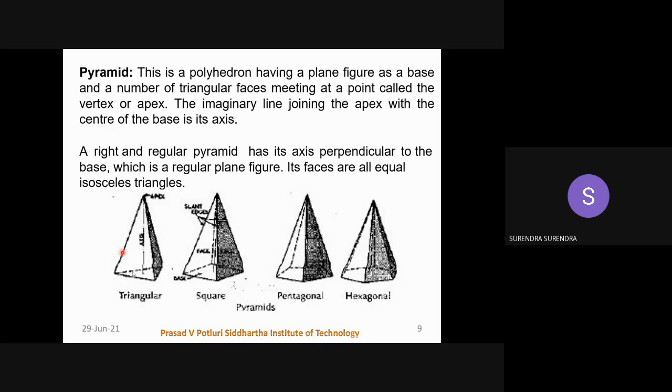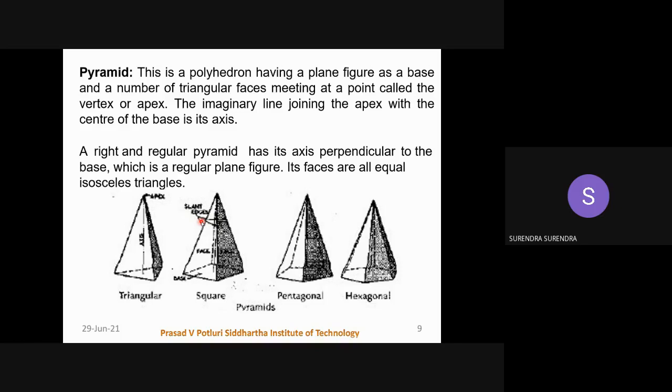Depending on the shape of the base, we'll call them triangular pyramid, square pyramid, pentagonal pyramid, hexagonal pyramid and so on. If you observe, the lines joining the corners of the base to the apex are inclined. So these are called slant edges. Here we will call them slant edges. In prisms, we term them straight edges.